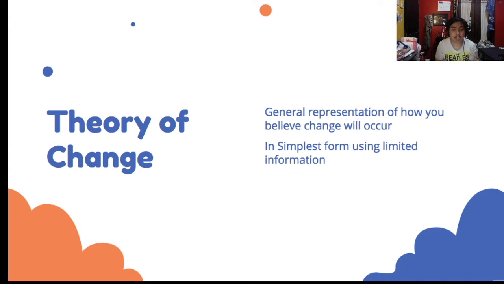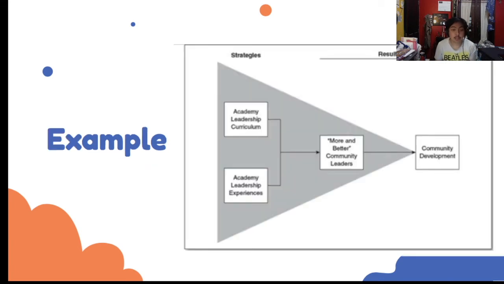The theory of change model is the simplest form of model. It's basically a general representation of how you believe change will occur in order to achieve the goal at the end of the day. For example, this one is a model for leadership development. We read it from left to right. The right would be the objective, and the left is the start and the process.